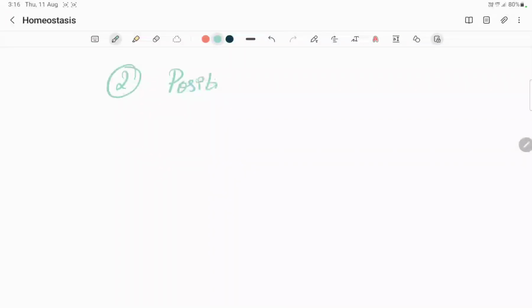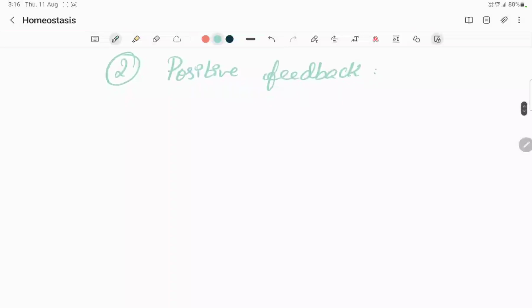Okay, so next we'll see about positive feedback. Positive feedback has a lot of examples. The main difference between negative and positive feedback is that when there is an increase in the stimulus, in case of negative feedback, there will be a decrease in the response. But that is the opposite in case of positive feedback. There's an increase in stimulus, and that also leads to an increase in the response.